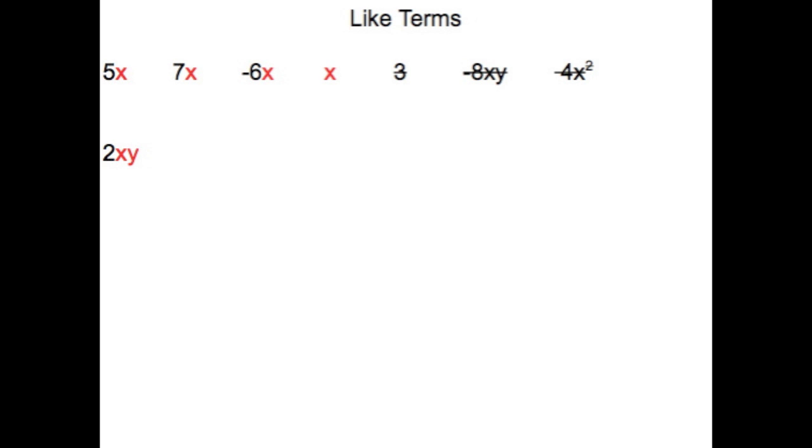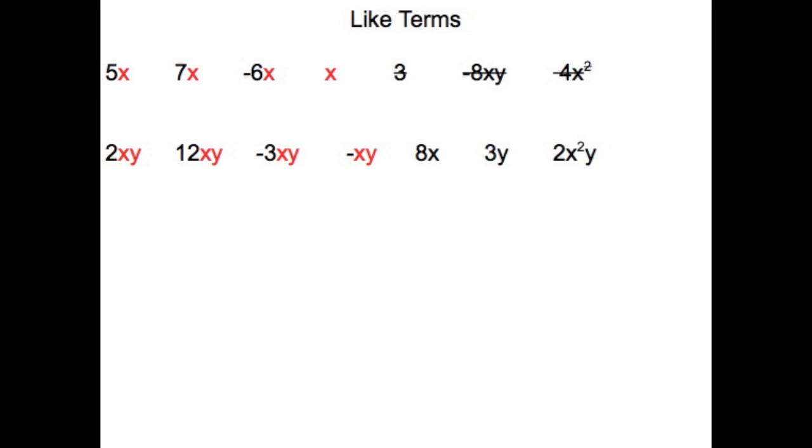Again, for terms to be like terms, there has to be the same variable and exponent combination. So for terms to be like 2xy, they have to have the variable combination xy. All of these terms, 12xy, negative 3xy, and negative xy, are like terms with 2xy and each other because of the variable combination xy that they all share. 8x, 3y, and 2x squared y would all be examples of terms that are not like 2xy or any of the previous terms because they do not share the same variable exponent combination.